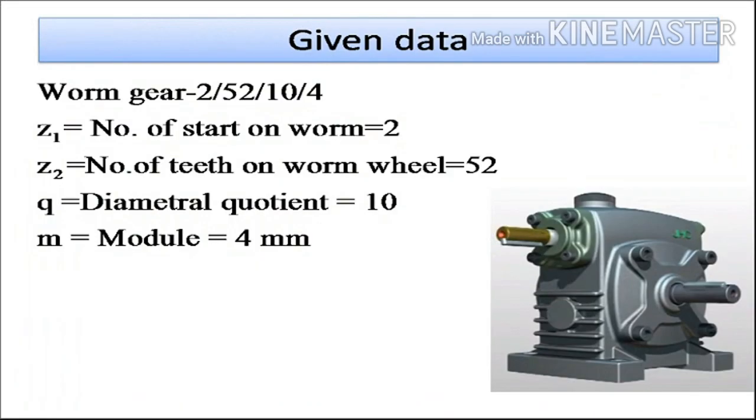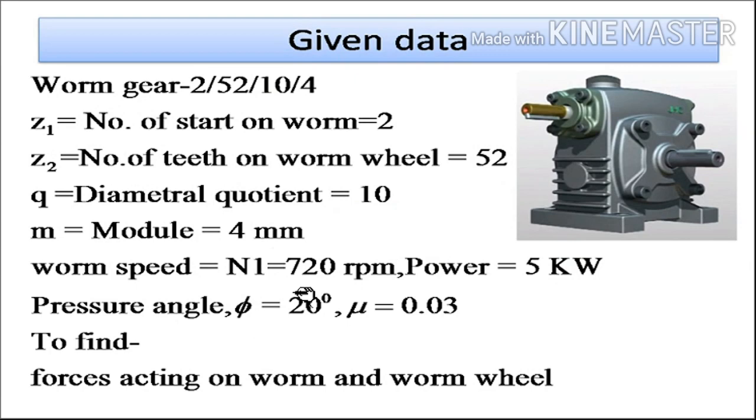So they have given the specification of the worm gear. Generally the worm is specified as Z1, Z2, Q and M. Z1 is the number of starts on the worm, that is 2. Z2 is the number of teeth on the worm wheel, that is 52, Q is the diameter quotient, that is 10, and M is the module, 4 mm. So this is the specification given for the worm wheel. In addition to this, we have the worm speed N1 equal to 720 rpm, power equal to 5 kilowatt, pressure angle 20 degree and coefficient of friction 0.03.